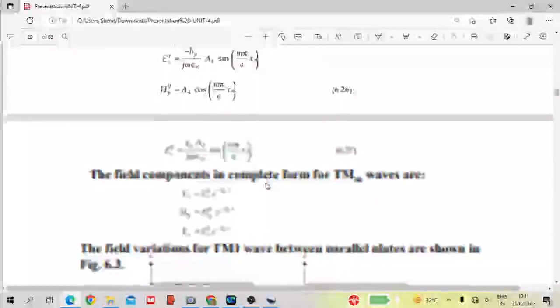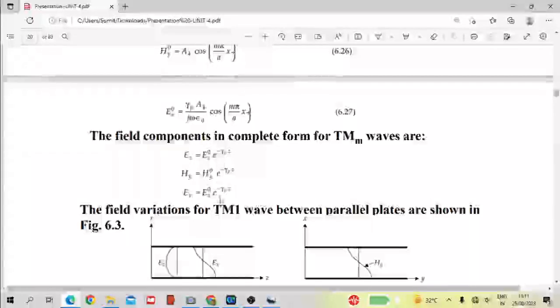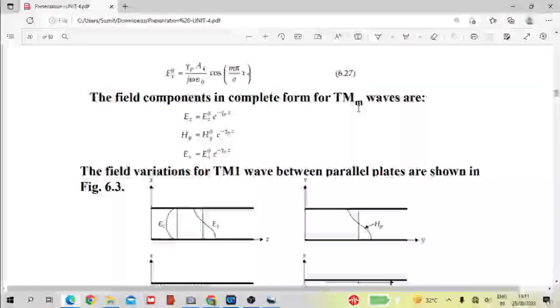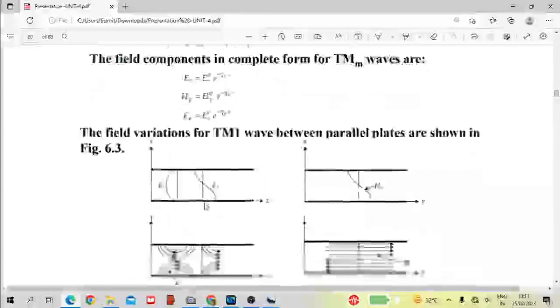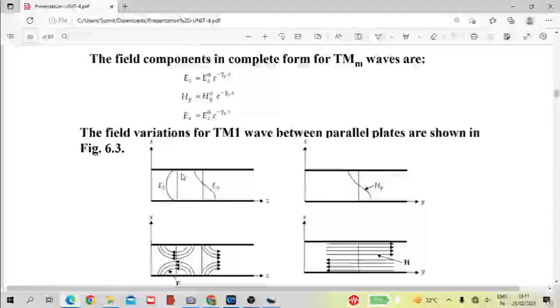So then the remaining field components from the equations can be found out, and then we have TM waves. So you can see TM1 field variation, TM1 wave between parallel plates: you can see one variation along the EZ component, one variation, and this is the EX component, one variation. Actually it depends on boundary condition.